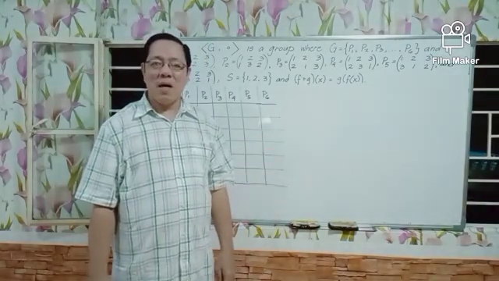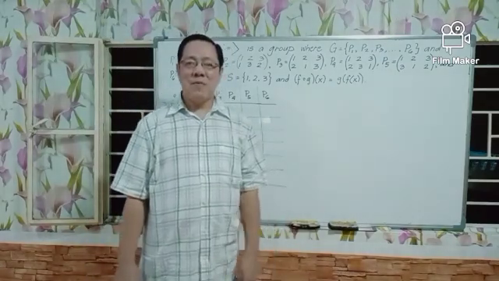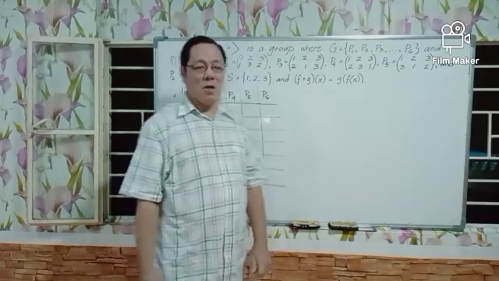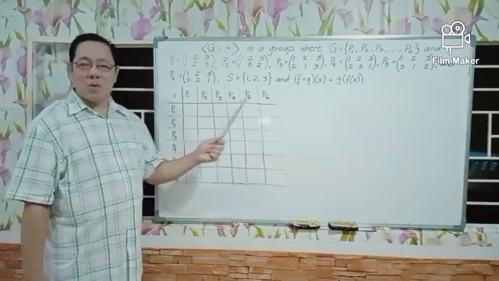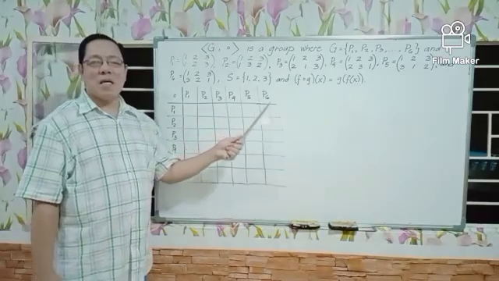So we start by combining 2 functions at a time by composition of function. And we write the result in this table. At the topmost row, we write the 6 elements of set G.